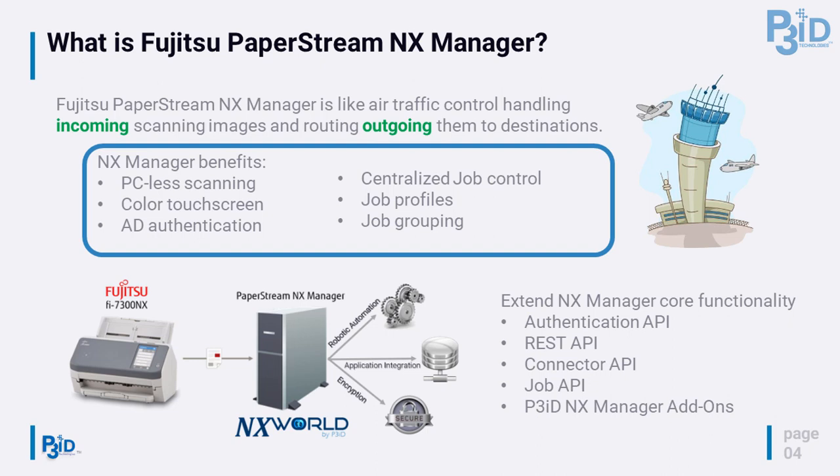So what is PaperStream NX Manager? Basically, I like to describe this as a traffic control cop. Basically, it's air traffic control where there's incoming information and then it's a routing type application into back-end systems. So with PaperStream NX Manager, you can set up a job workflow on the server itself, and then you could push it to the panel of the 7300.